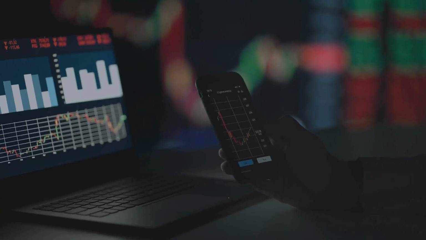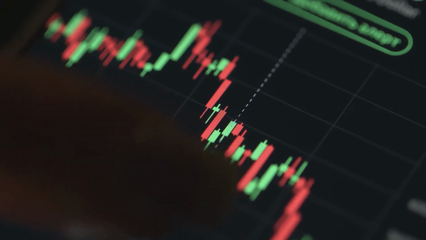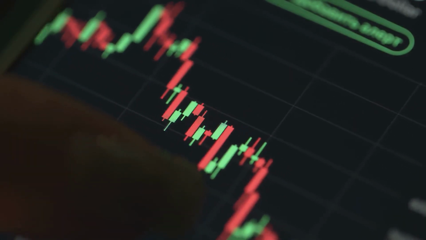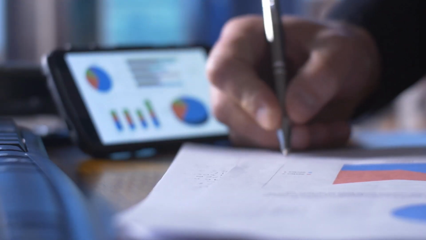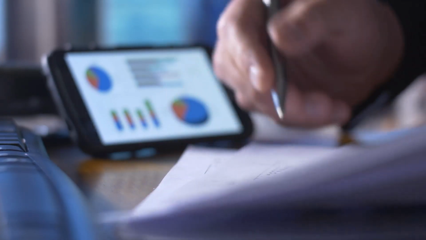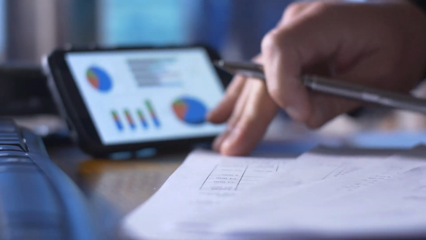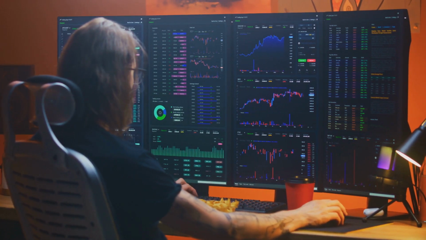Next, delve into the world of the underlying asset. Whether it's a stock, index, or commodity, understanding its historical performance, industry trends, and future prospects is crucial. Utilize fundamental analysis techniques, such as examining financial statements and industry reports, to gain a comprehensive view of the asset's potential.